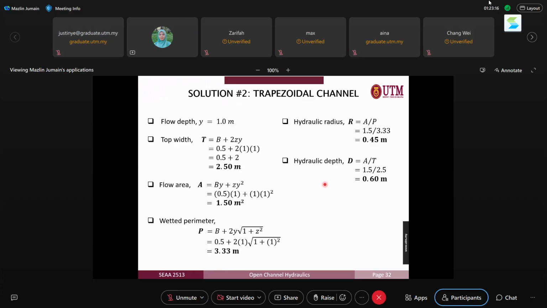Okay. And then for R, hydraulic radius, so the value for A divided by P here, then you will get 0.45 meter. And then next for the hydraulic depth, D equal to A over T. So A equal to 1.5 and then T has been calculated here. So you just divide, then you get 0.6 meter.